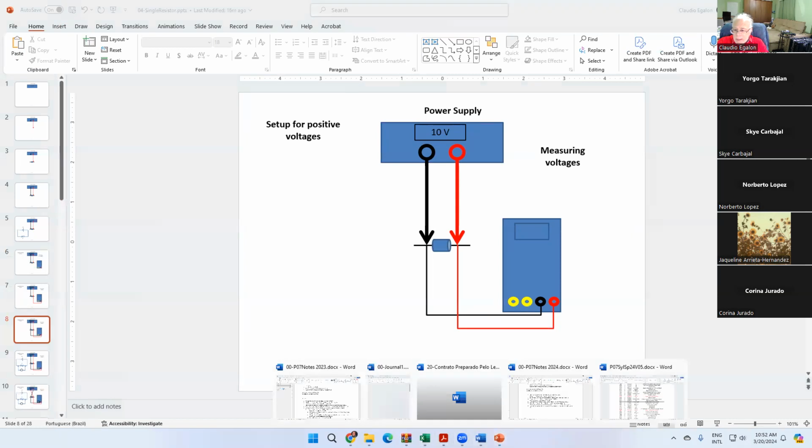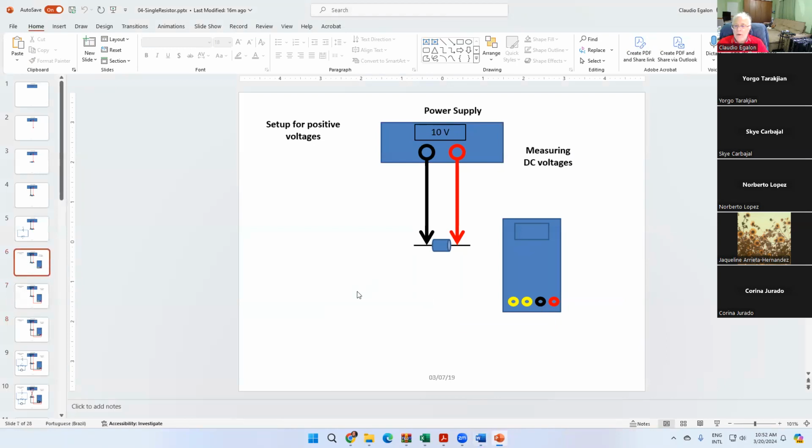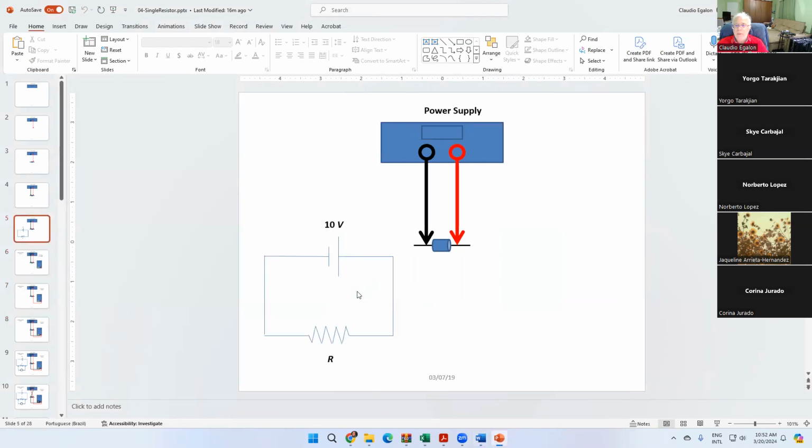Let's see, going back to my... connect the other end of the black cable to the remainder field. Your circuit is now ready to make measurements. Item 10 corresponds to this point here without the multimeter. At this very moment, we have a current flowing through this circuit. Electric charges are moving in this closed circuit.